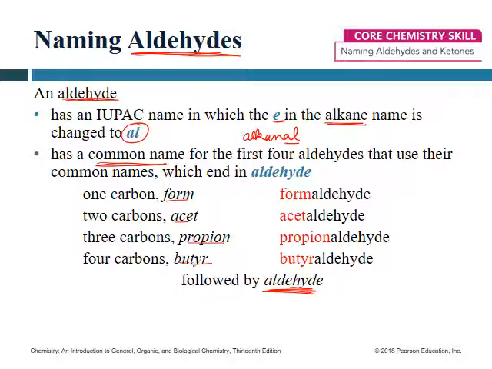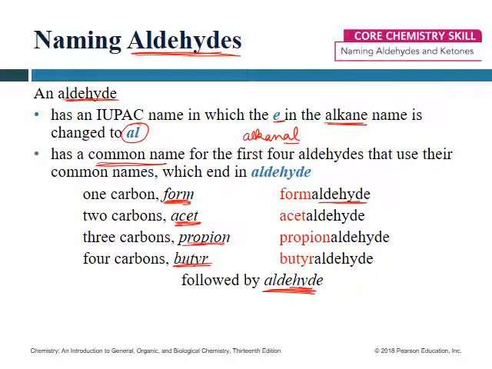I will never ask you to name a compound like this, but sometimes in a question I might give you something with formaldehyde. So you should be able to recognize that form here means it's one carbon, and it's an aldehyde, so that means it is one carbon with an aldehyde group. Two carbons would be acetaldehyde, three carbons would be propionaldehyde, four carbons would be butyraldehyde. So these are common names that will be used commonly all through this.